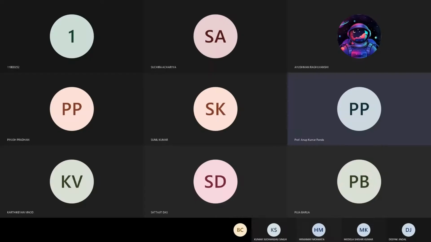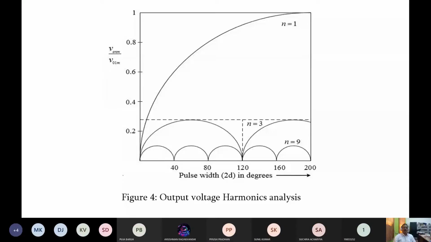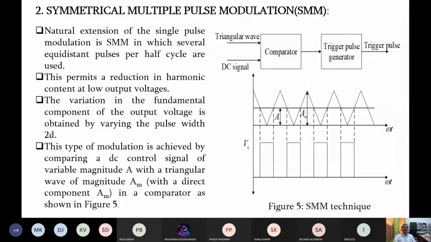present at lower voltages. That is a problem in single pass modulation. Therefore, we'll go for multiple pass modulation. And a high frequency carrier wave is compared with a control voltage, and the intersection of these two waves decides the instant of triggering.